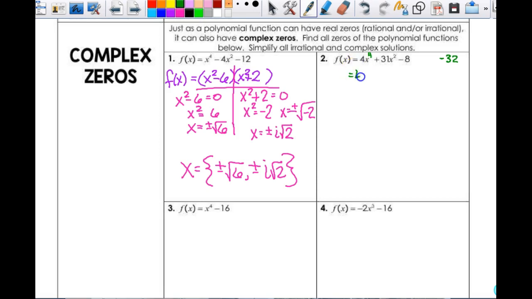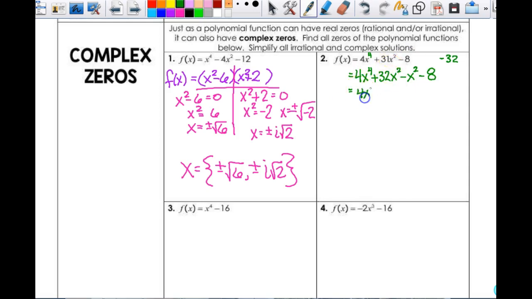So this is going to stay 4x to the 4th, right? And then this would be 1 and 32. So it's going to be a positive 32x squared minus x squared and then minus 8. So if you're going to do this by grouping, you have to split that middle term so you actually have 4 terms there.